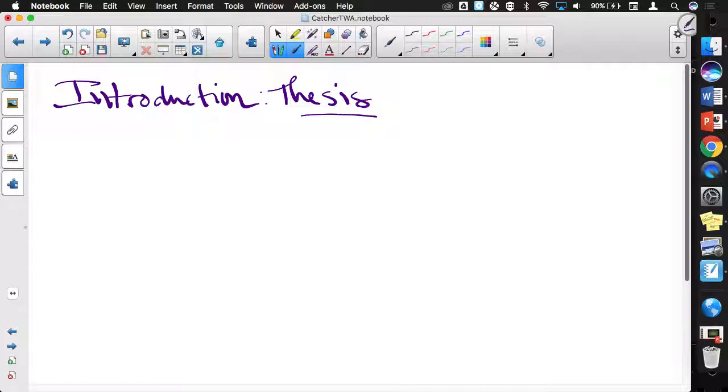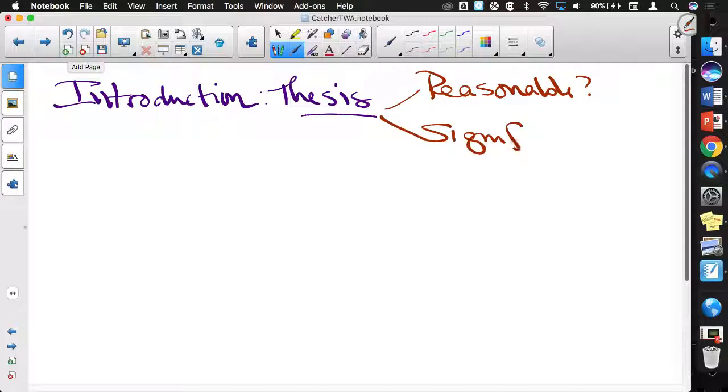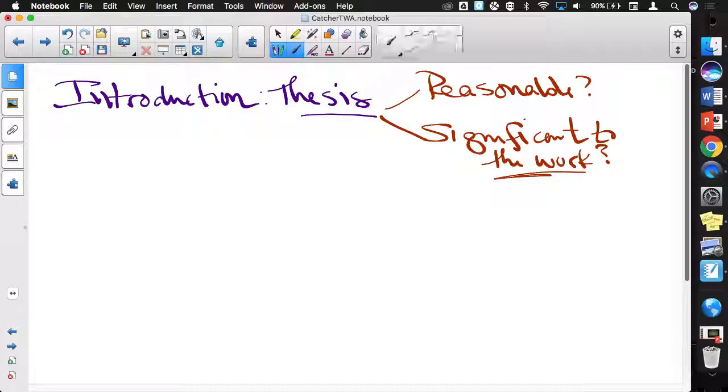I would say within the thesis, you probably want to do 2 things. Is it reasonable? Answer that question, and then also explain how it is significant to the work. If you have to break this down into 2 sentences, I'm okay with that. If you can do it all in 1 sentence, that's wonderful.